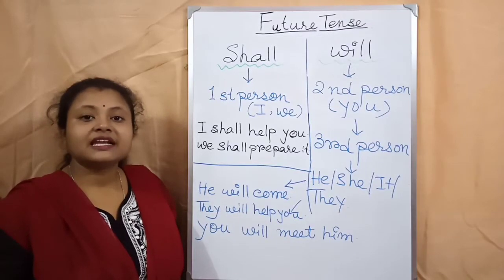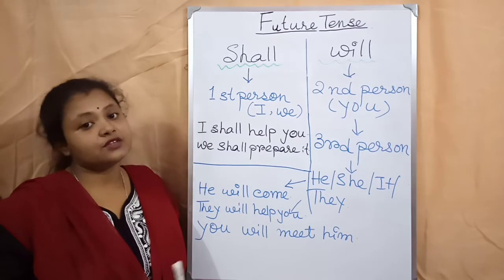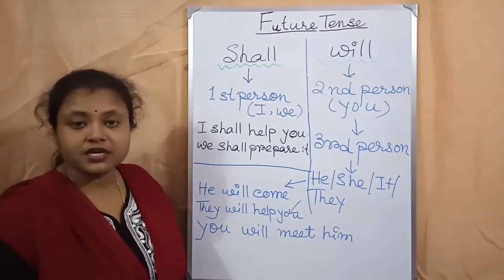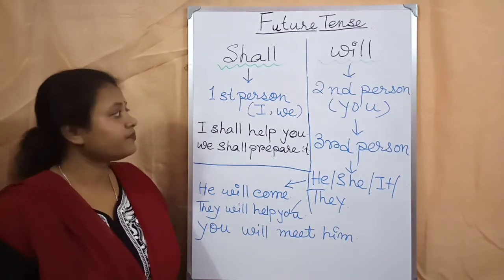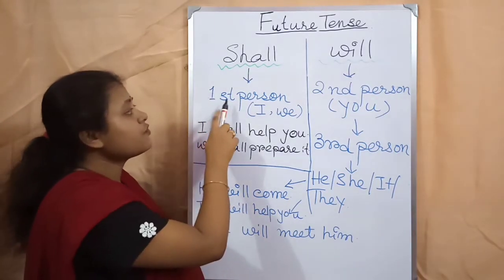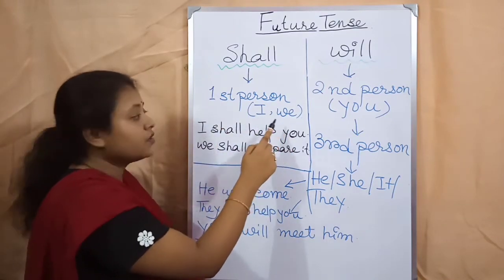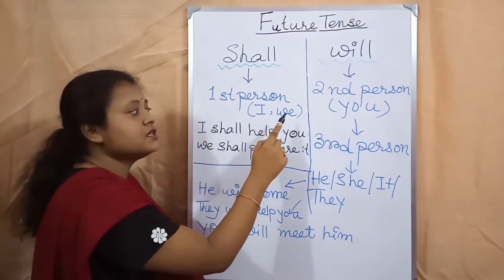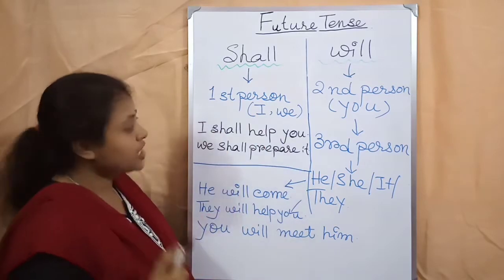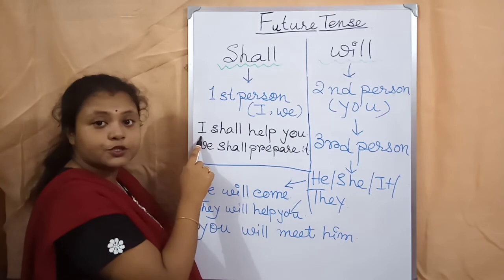Now students, let me tell you where we can use shall and will. What are the different usages of shall and will? Shall we can use in the case of first person. First person means I or we. So, in the case of first person, we can use shall. Example: I shall help you. I is the first person.